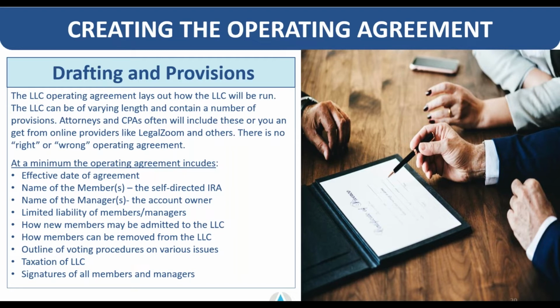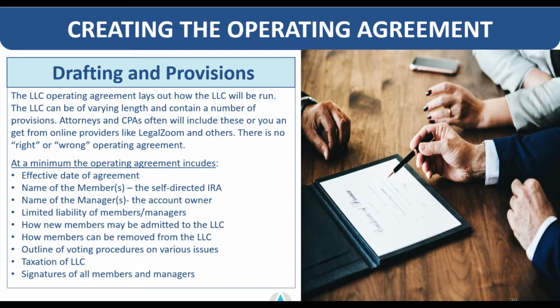But at minimum, the operating agreement needs to include the following: an effective date of the agreement, so it has to be dated, it can't be open-ended. It needs to name the members, which is going to be the self-directed IRA. It needs to name the managers, typically the account owner. It's going to detail the limited liability of the members and managers, how new members may be admitted to the LLC, how members can be removed from the LLC, and it's going to state the taxation of the LLC.